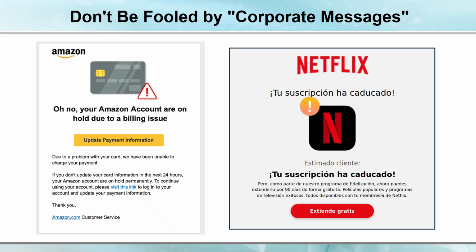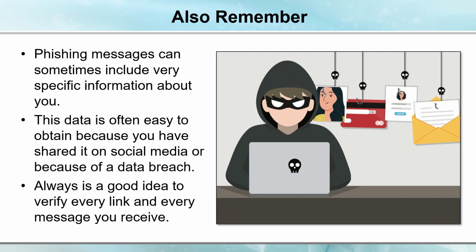Also remember that phishing messages can sometimes include very specific information about you, such as your name, address, phone number, or even photos of you, to make you believe the message comes from a company you have a relationship with. However, this data is often easy to obtain because you have shared it on social media or because there was a data breach at a service where you were registered. So even if messages seem very convincing and appear legitimate, it is always a good idea to verify every link and every message you receive. Remember, one careful check can be the difference between staying safe and becoming a victim.